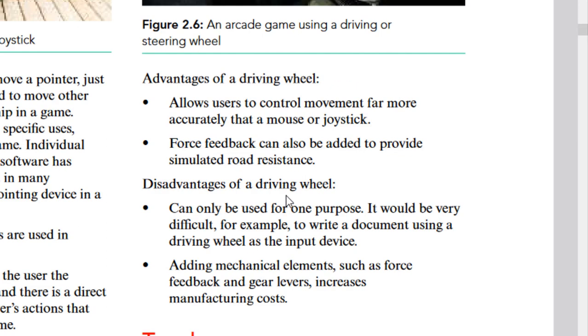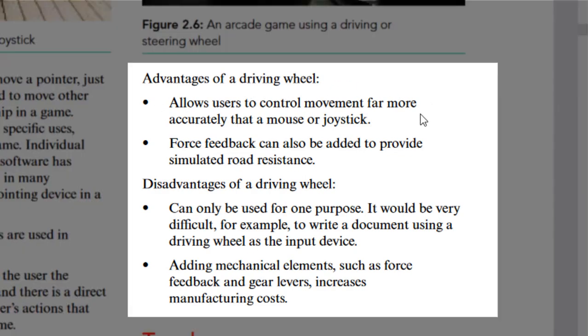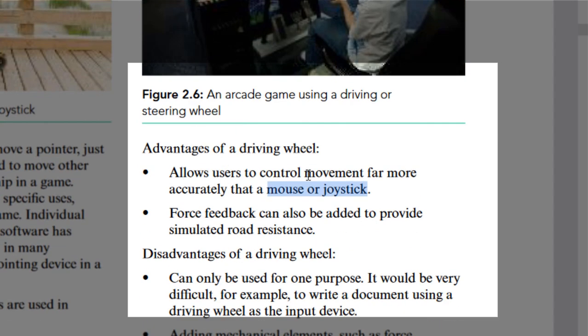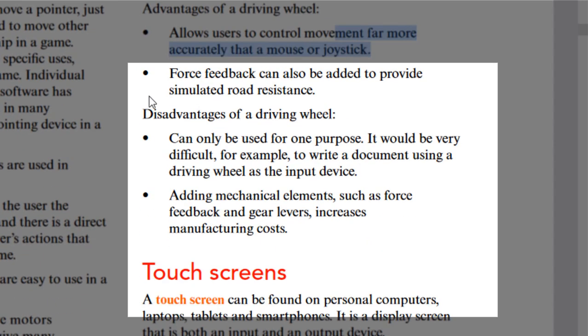Now the advantage of the driving wheel is that it allows users to control movement far more accurately than a mouse or a joystick. There's one thing here that I want you to notice: in IGCSE ICT they always like to compare devices with each other. Over here, this is a comparison between the driving wheel and a mouse, where in playing games it allows the user to control movement far more accurately than a mouse or a joystick. Force feedback can also be added to provide simulated road resistance, and they also have a vibration technique.